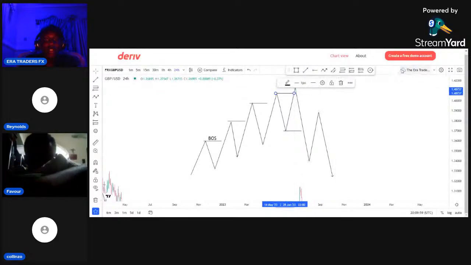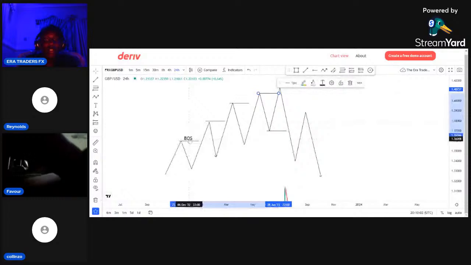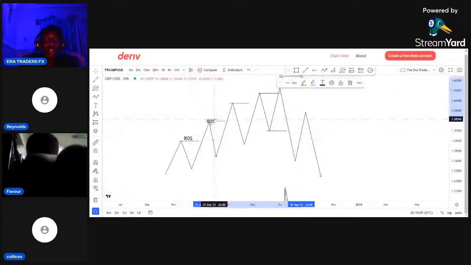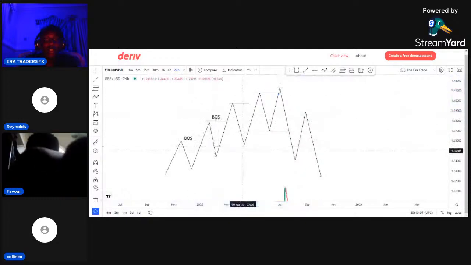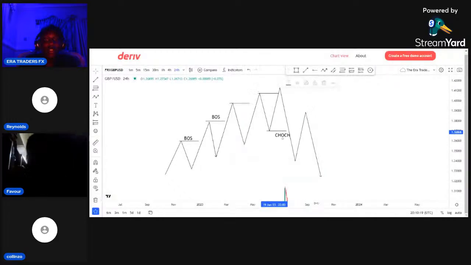All right. So this is break of structure, break of structure, break of structure, until when the market now changes. That's what we call change of character. So when the market now changes, break of structure until this point where the market changed from an uptrend to a downtrend. That's what is called CHoCH, change of character.